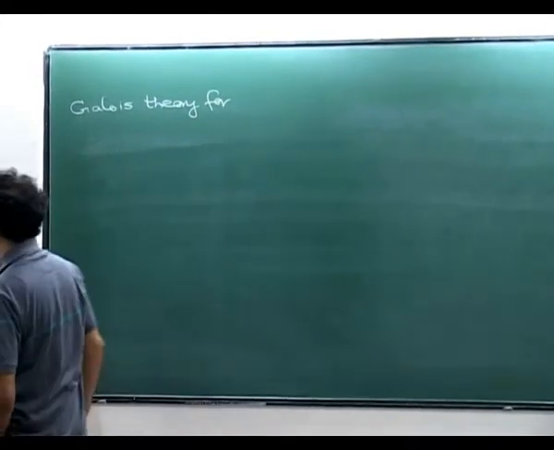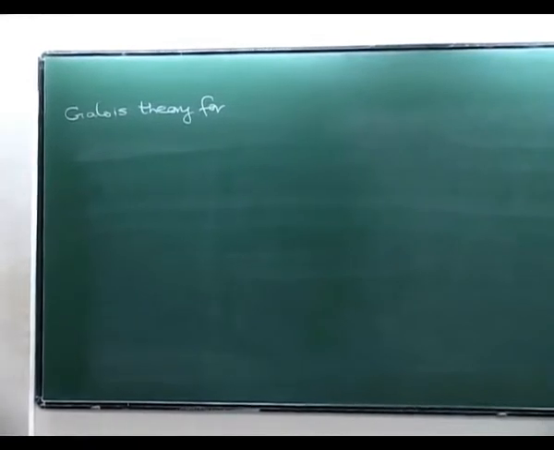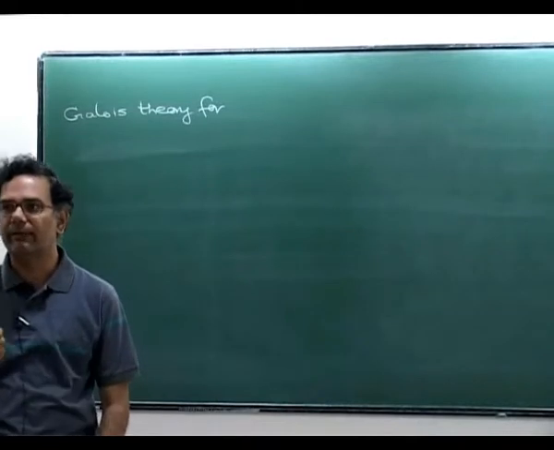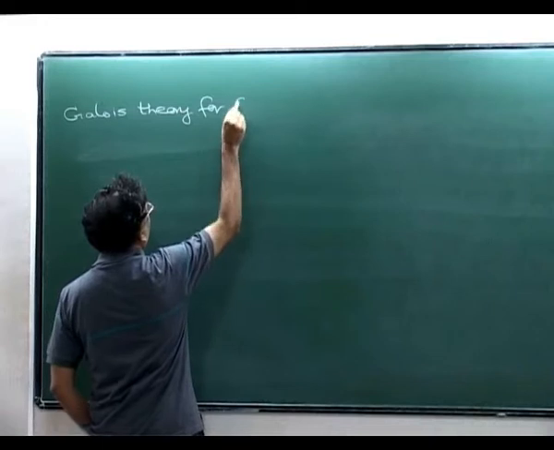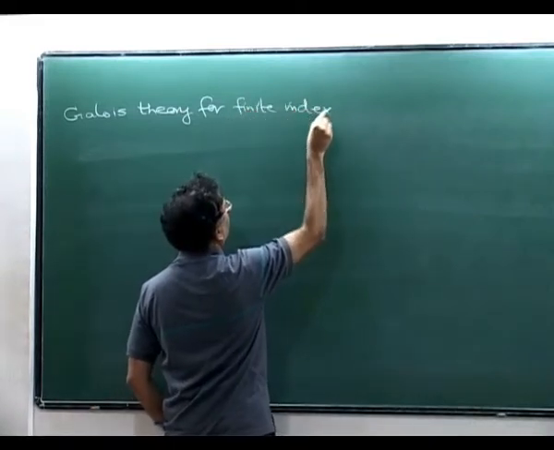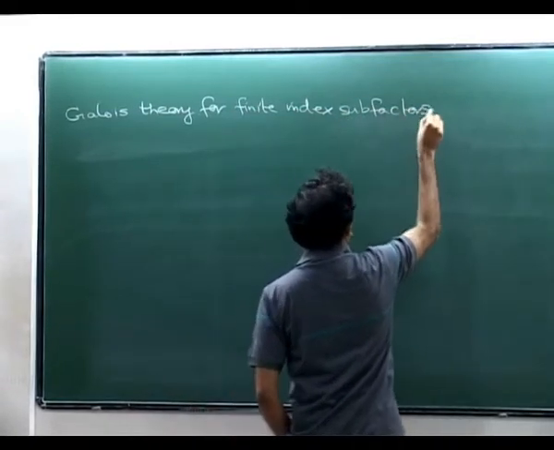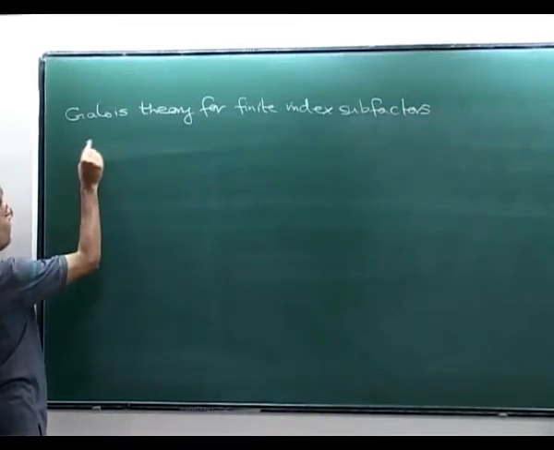Now let me restrict. I said he defined this index. The index can actually be infinite or some positive finite value. So let me restrict to the case where the index is finite. So, Galois theory for finite index subfactors. I'm not going to say anything about this except to say that there is a kind of Galois theory for finite index subfactors. This depends on something called a paragroup.